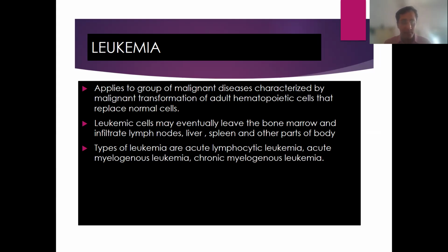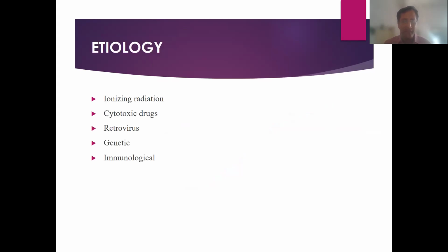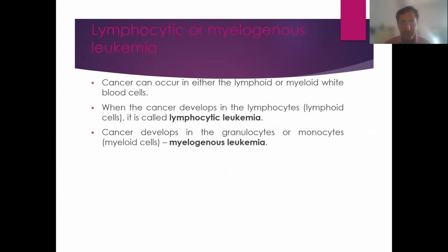I am again repeating leukemia because it is important. It is a malignant transformation of the adult hemopoietic cells replacing the normal cells. As you see here, there is abnormal proliferation of bone marrow compared to the normal bone marrow. Etiology includes ionizing radiation, cytotoxic drugs, retrovirus, genetic and immunological factors. Leukemia can be lymphocytic or myelocytic: when the cancer develops from lymphocytes, it is called lymphocytic leukemia.